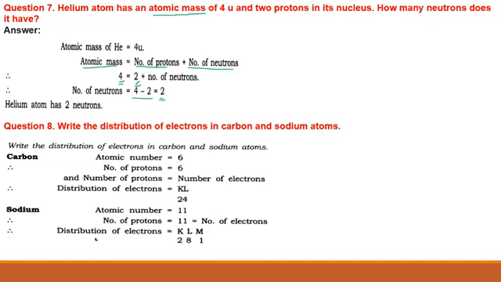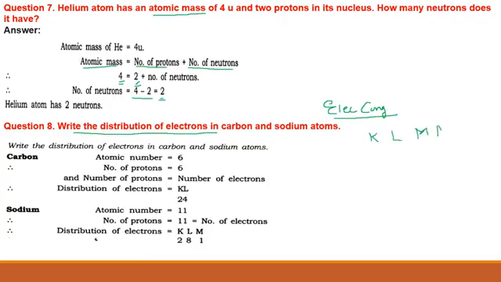Now coming to the next question, write the distribution of electrons. What do we mean by distribution of electrons? Distribution of electrons is nothing but the electronic configuration of an element. It is very important to know electronic configuration. What do we mean by electronic configuration? That means distribution of electrons in different shells. What are the different shells? K, L, M, N.